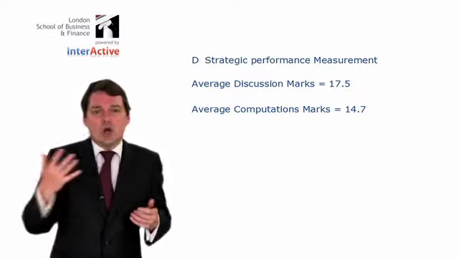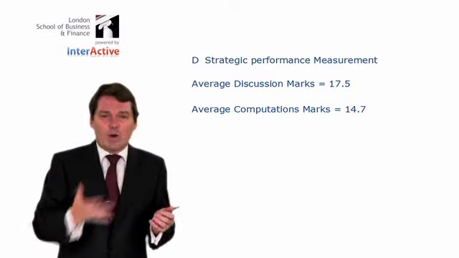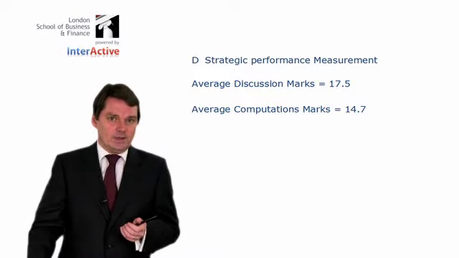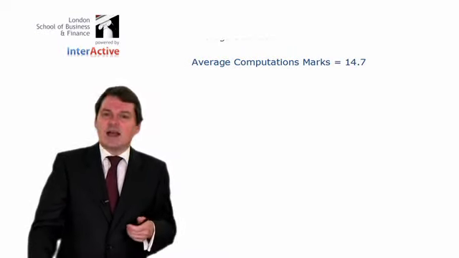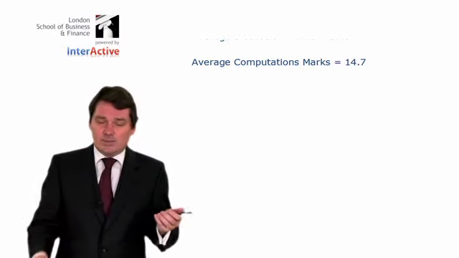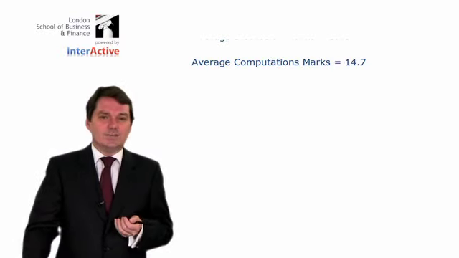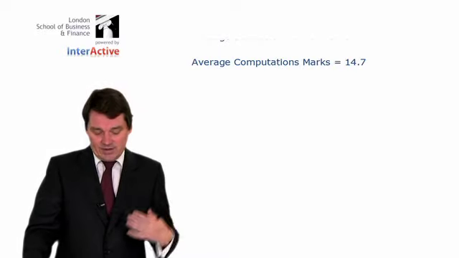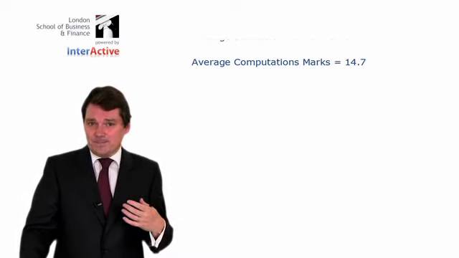What should we measure? What targets should we have? How high should they be? What should we compare things with? And what effect will it have on people? You can see there, 17.5 discussion marks, 14.7 computational marks. So a fairly significant area. It's been on every exam.